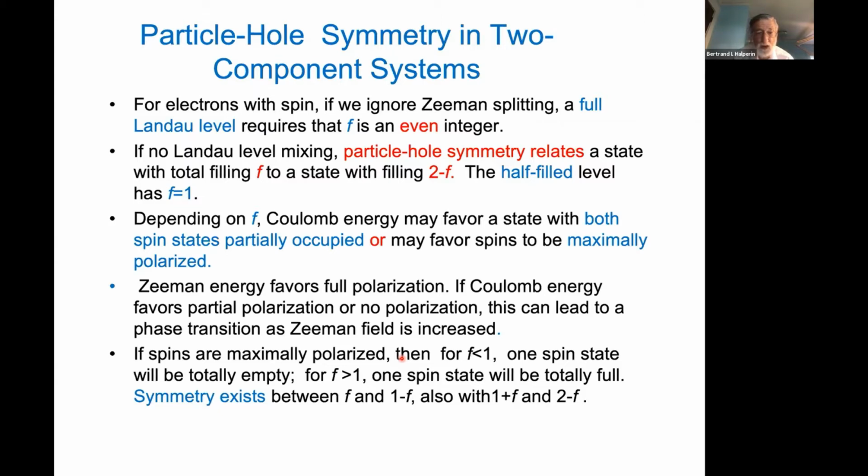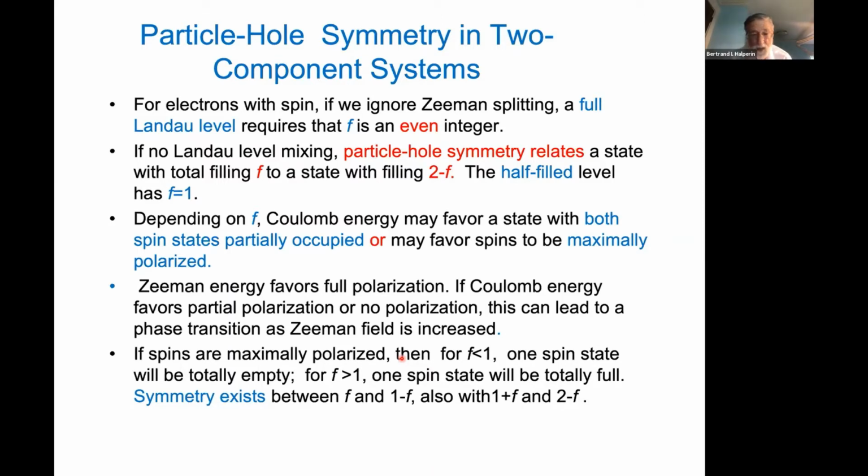Now, depending on the filling fraction F and in other details, Coulomb energy may favor a state with both spin states partially occupied, as would be the case certainly in the absence of any interactions, or it could be that exchange energy, the Coulomb energy, will favor spins to be maximally polarized. That means that's the ferromagnetism that we heard about, and it depends on filling fraction. If the Zeeman energy favors full polarization, then it's ferromagnetic. Sorry, there's a mistake here.